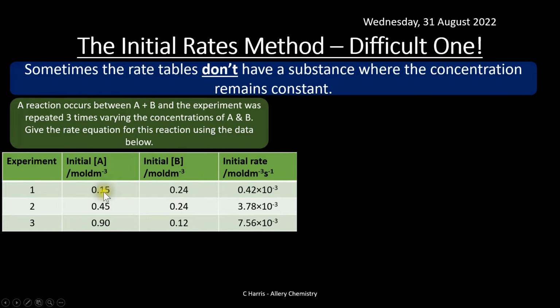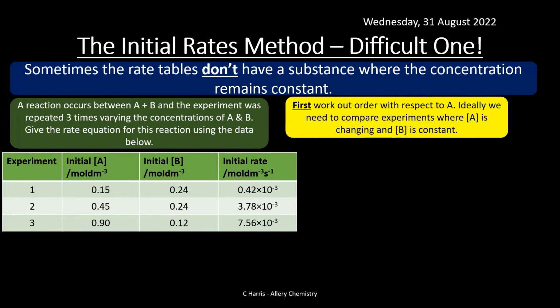But what you can see here is that the concentration of A is never constant. Every single experiment we've changed it. It's constant for B in 1 and 2, but not for A. That poses a problem because it's really difficult for us to isolate what impact A is actually having on rate. So we're going to have to do a little bit of extra work with this one.